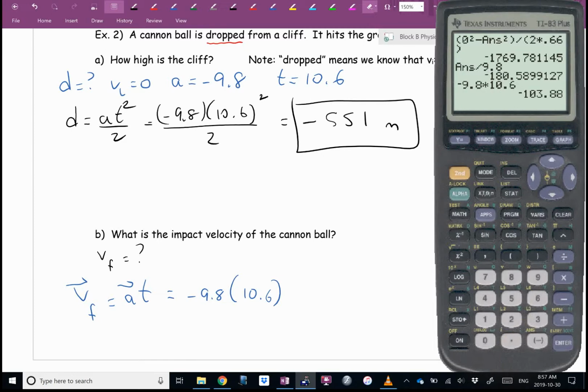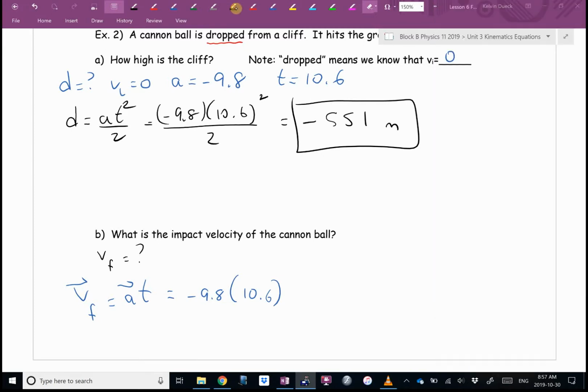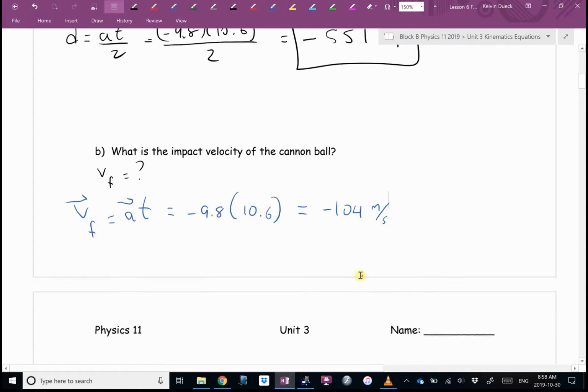I get negative 103.8. I'm going to go negative 104, which is pretty fast. And don't forget the units, meters per second. Okay. What else can we do?